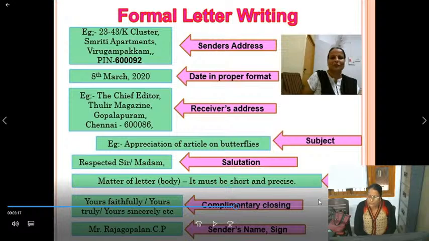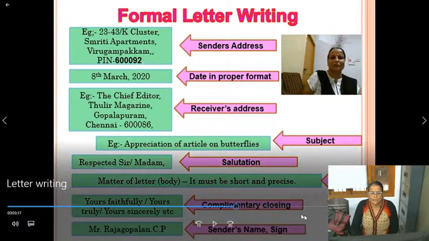After that, what you should do, compulsorily you have to write your name and put a signature with the date. Okay, you have to write your name, that means the sender's name, then sign. It is compulsory in an official letter. Okay, so this is the format of an official letter.